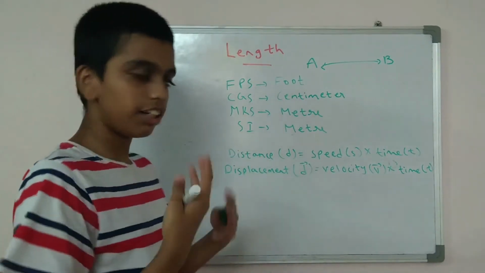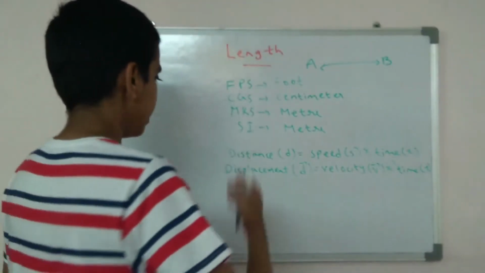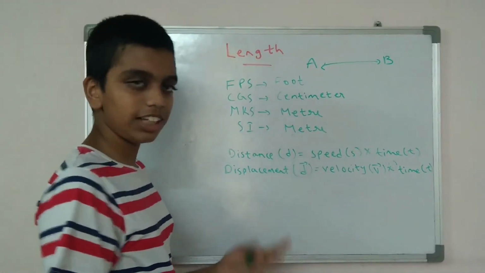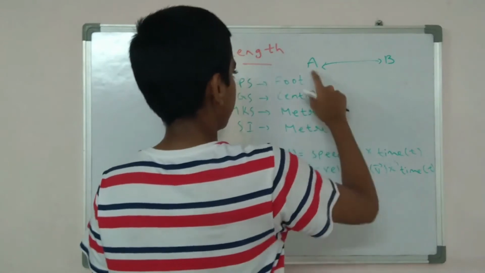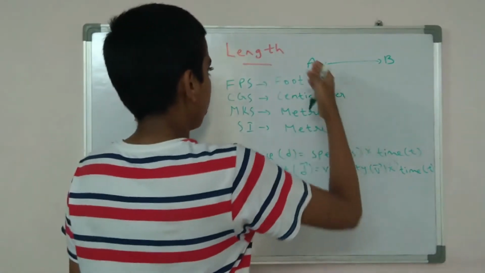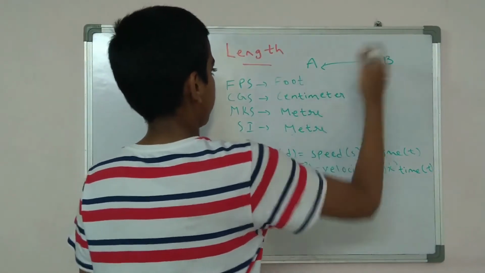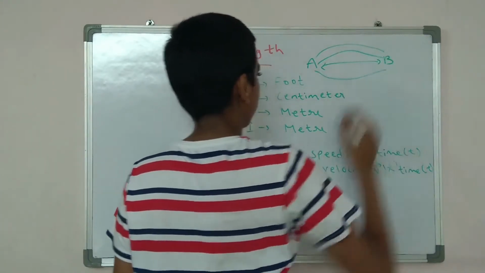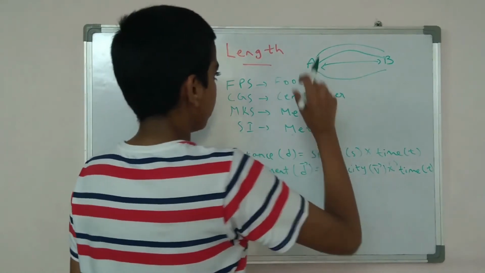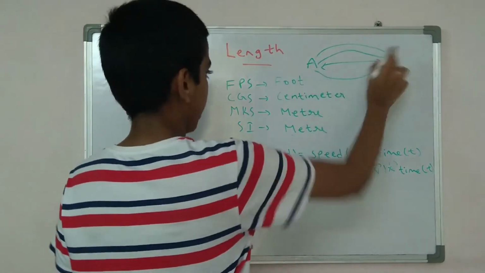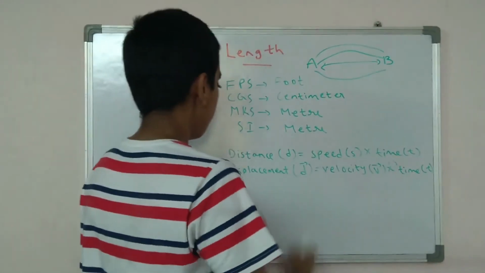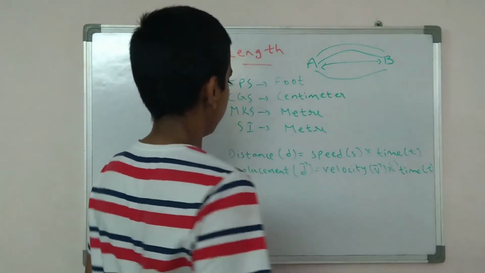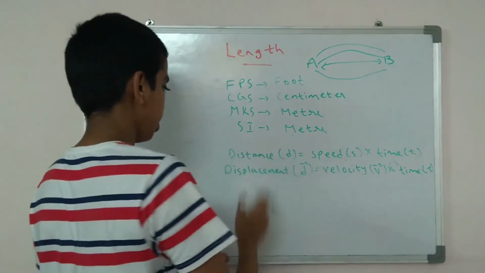What is the difference between distance and displacement? Distance is the length between A and B. How can we go from A to B? We can go like this, like this, or like this. In multiple ways we can go from A to B, and that is distance. But displacement is the shortest path between A and B, which is this straight line. That is the main difference between distance and displacement.